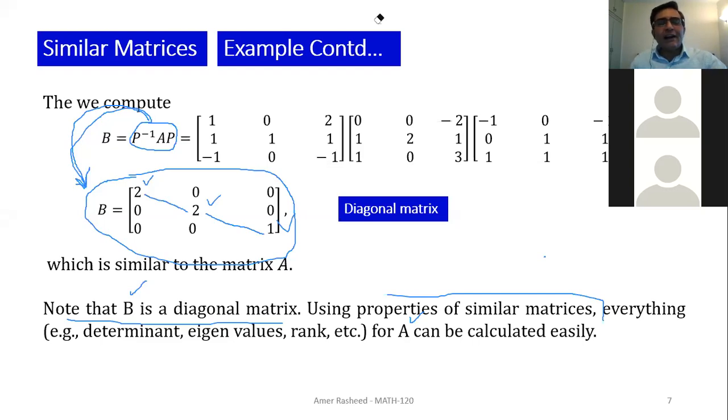No, B, if B is a diagonal matrix, its diagonal entries will be its eigenvalues. If we solve that characteristic equation, you would see that 2, 2, 1 will be the eigenvalues of this matrix A. And we can find the corresponding eigenvectors.